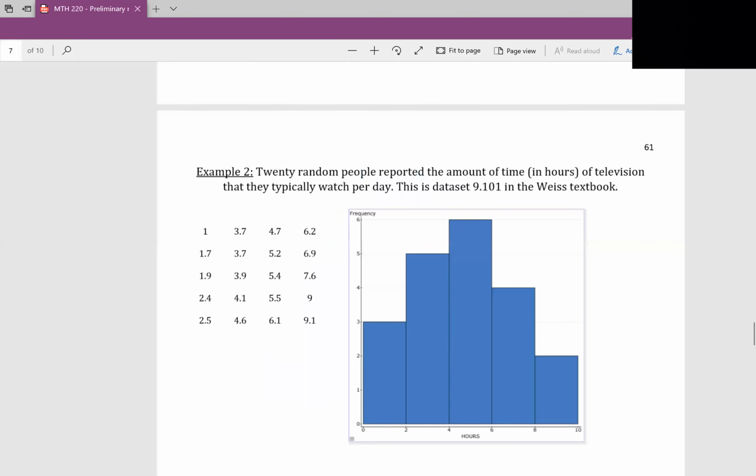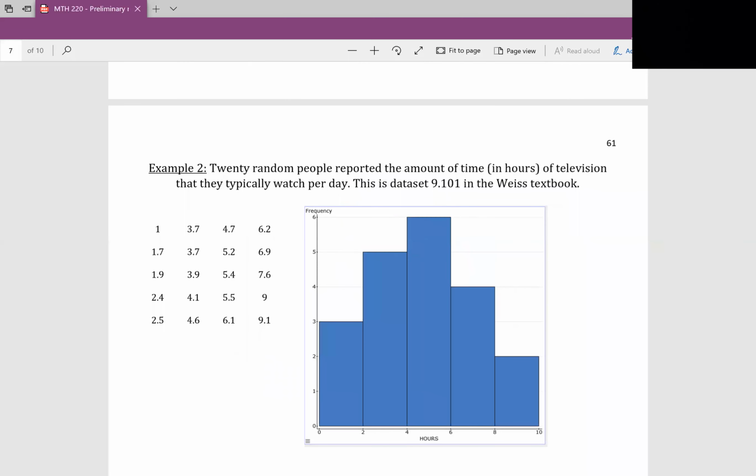All right, let's look at this next one. 20 random people reported the amount of time in hours of television that they typically watch per day. Again, you can look at these groupings: 0 through 2, we have 3 data values; 2 to 4, we have 5 data values. Take a moment right now, pause the screen, and think about what shape you would describe this as.